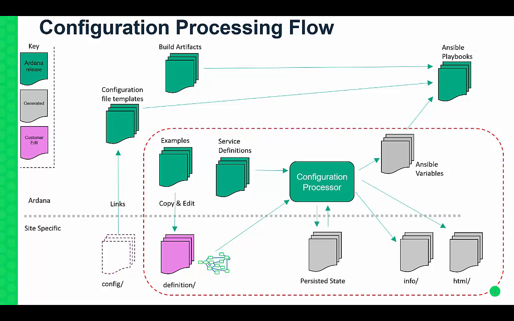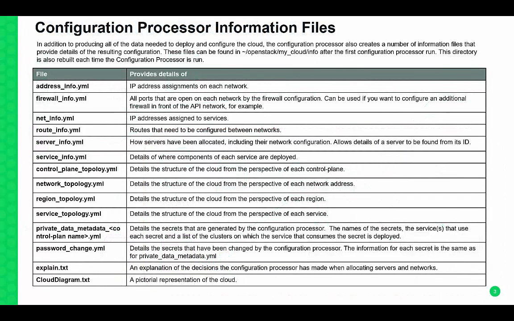In addition, it also creates a set of information files that fully describe how the cloud will be deployed. These files include information about the cloud topology, as well as the servers, networks, and service definitions that make up an OpenStack cloud. We even provide an ASCII art diagram and also a set of HTML files that can be viewed in a web browser.